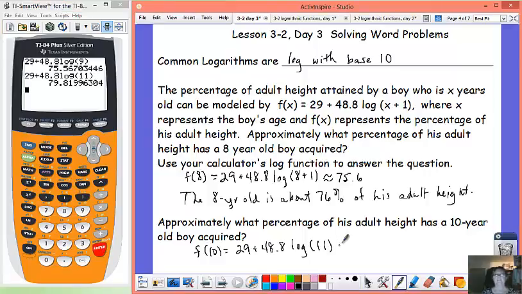Based on that rule, we've gone up to 79.8, so we're at about 79.8% of adult height if we have a boy who's 10 years old. So we just used a logarithm to solve a word problem. Kind of interesting. Here's our next one.